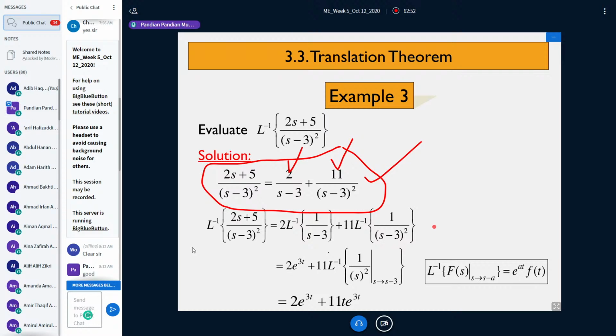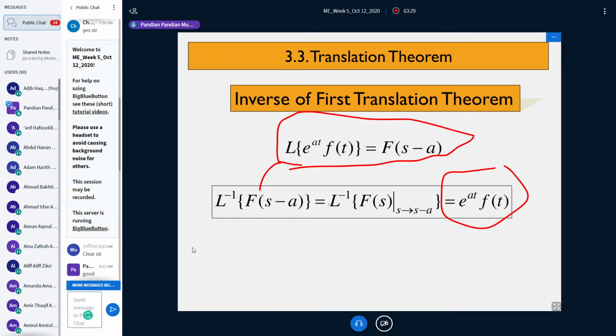Generally, we use the name partial fraction, but partial fraction is the form only. How to find A and B, you have to do it. Once you break this into 2 pieces, then you can use the formula. This one straight away e^(3t). This one, 1 over s squared, is t. But since it is s minus 3, your a is 3, e^(3t), using this formula, a is 3, s minus a.